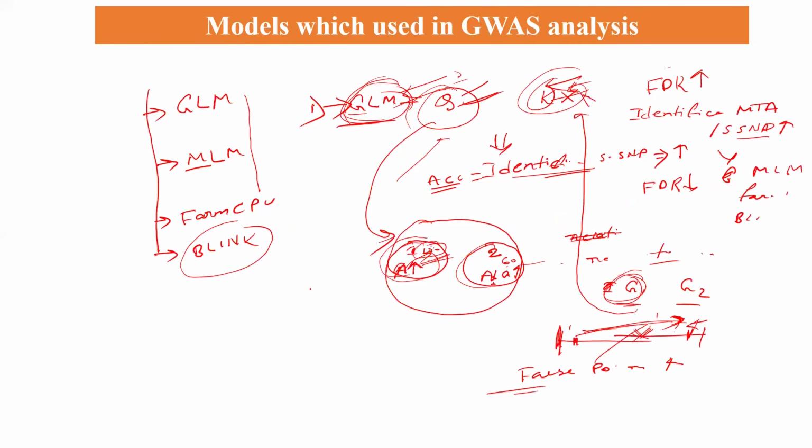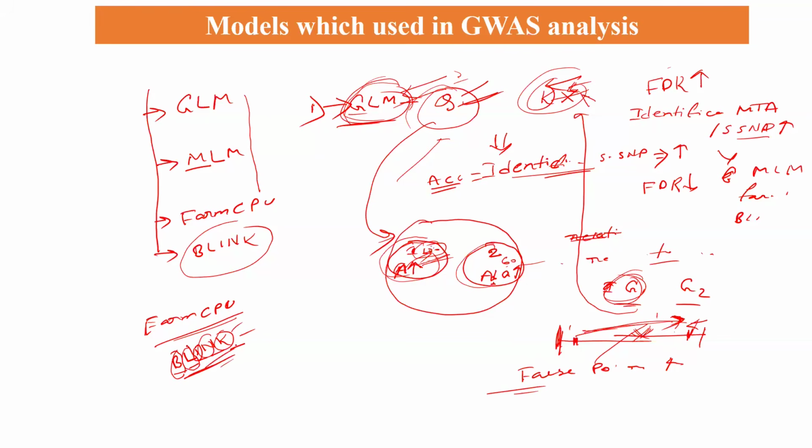Then the other two models are there. One is the FarmCPU model. This is also used, and the fourth is the BLINK model. BLINK stands for Bayesian information and Linkage disequilibrium Iteratively Nested Keyway. This is the full form, which means the explanation of each word.